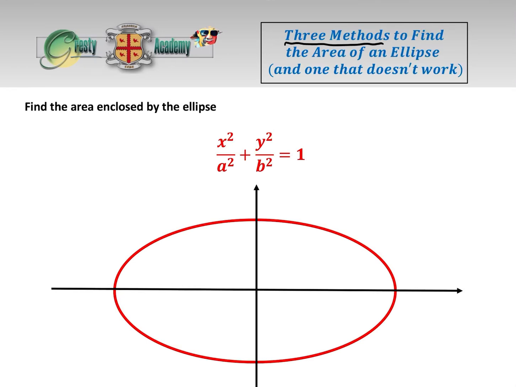Today we're going to be looking at three methods to find the area of an ellipse. Three methods that do work, and then we're going to look at one that doesn't work, which is quite surprising, but one that is a fairly common trap that people can fall into.